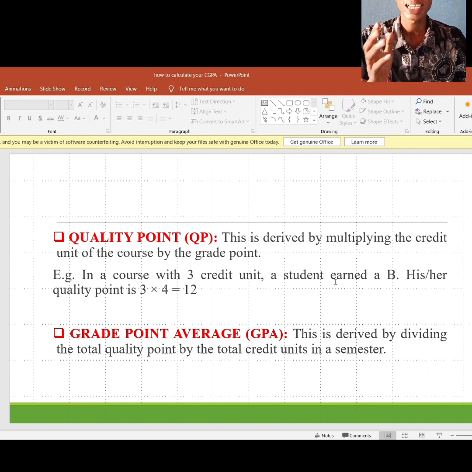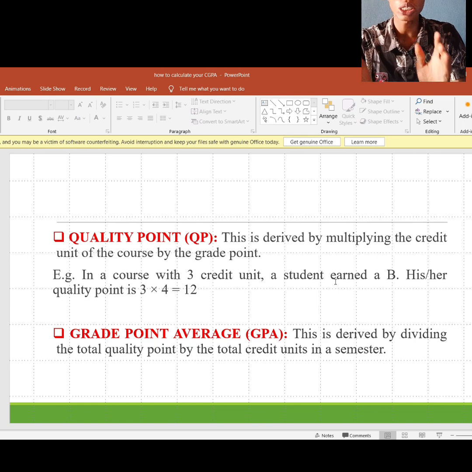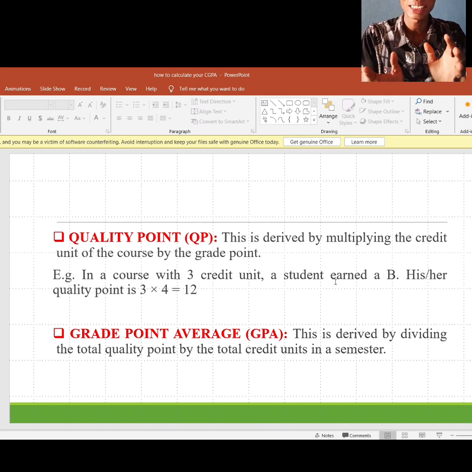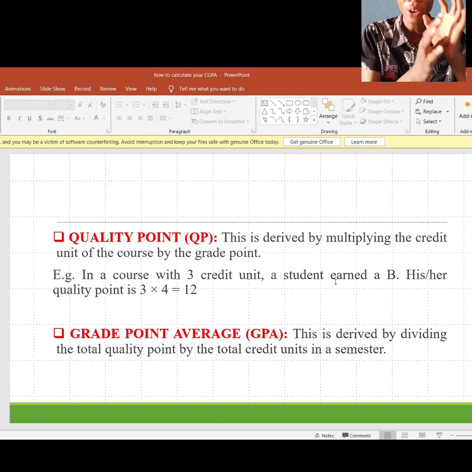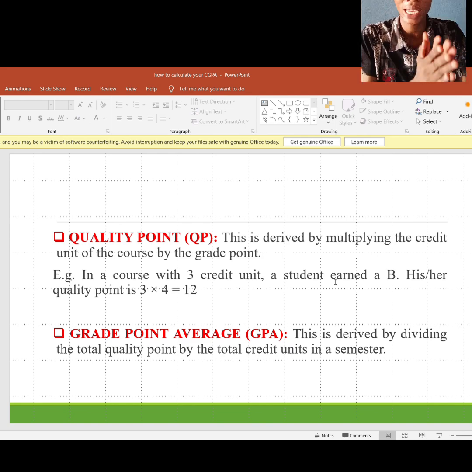Good. Now, what if the course was 2 credit units and the person gets an A? What will be the quality point? Since the credit unit is 2 and the person gets an A, what's the grade point for A? 5, right? So 5 times 2 will give you 10 as the quality point.